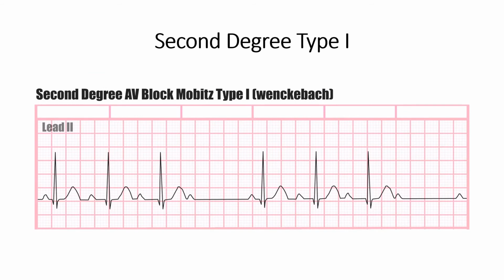All right, now we have second degree type 1. I'm not trying to trick you guys. I'm telling you that's what this is. But I want you guys to define it. How do we know it's second degree type 1? Based on the features we decided we would use with the R to R interval and the PR interval, it is now our job to define what it means to be a second degree type 1 rhythm. So let's get into it.